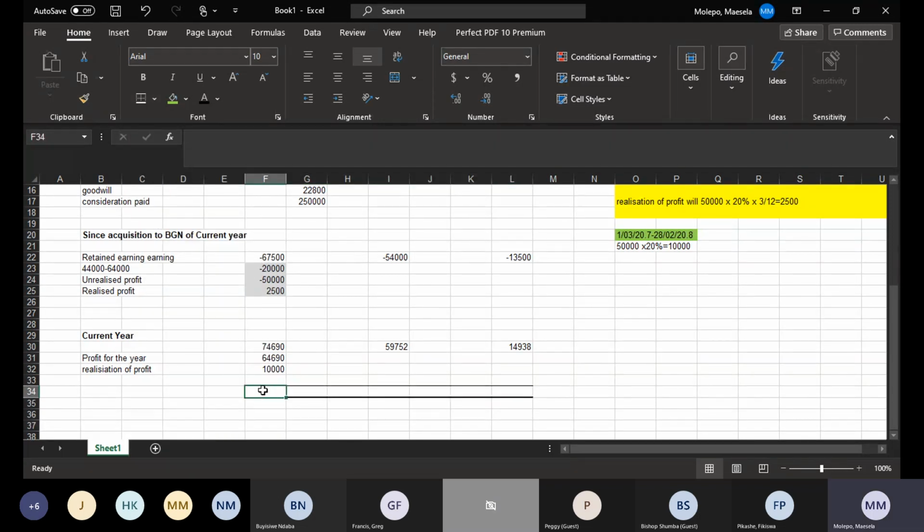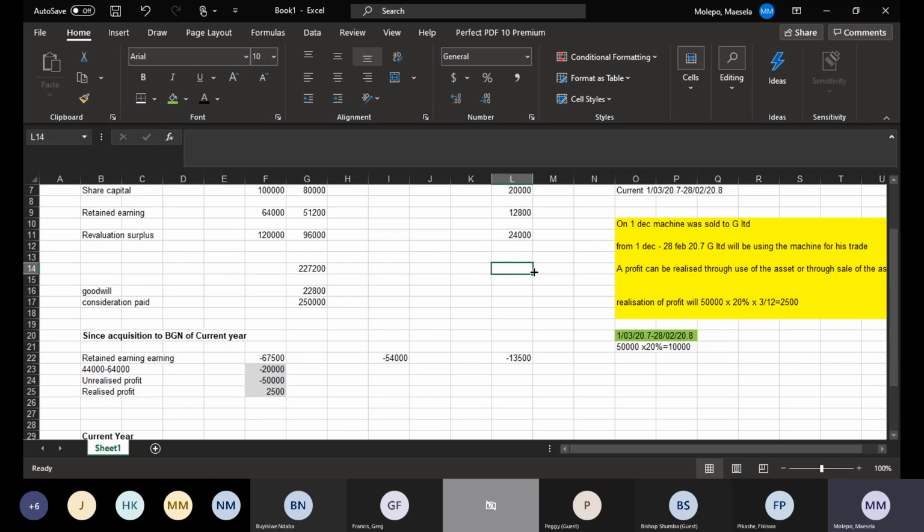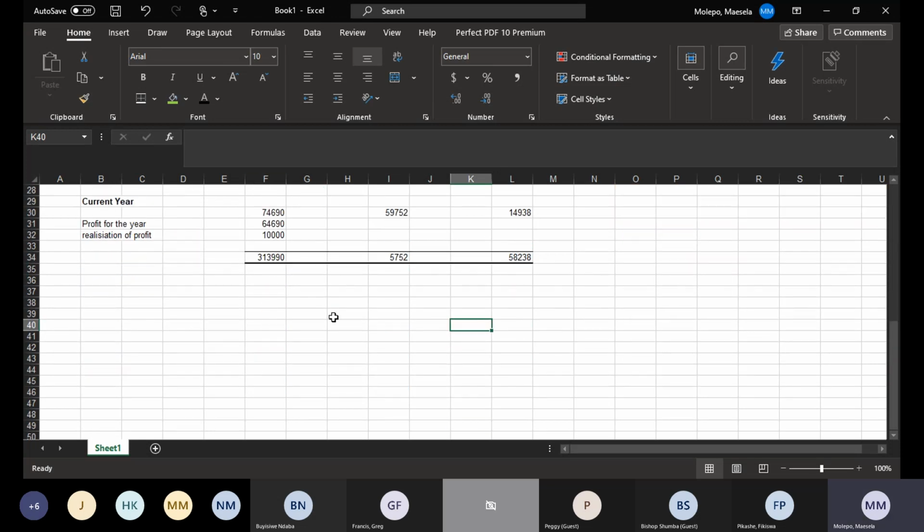So our total here will be the 313,990, and then we have the 5,752, which, because here it was minus and here is a plus, then it's 5,752. Then here it was the minus 13.5, and then we have a 4,938, and here we had a positive figure of 56,800. So the total here will be sitting on 58,238. Then we close. Now, since we did this, we have to do the pro forma journal, whereby it will be the elimination.